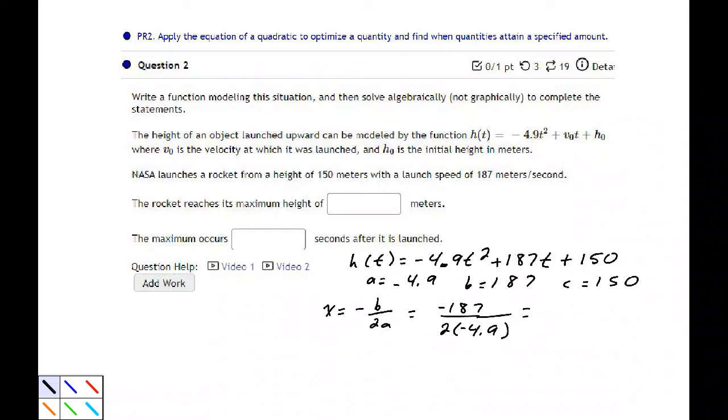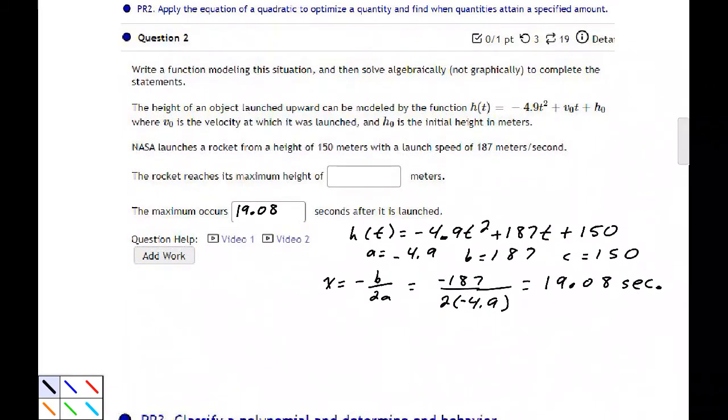This will be positive 19.08. Now the x-coordinate in this context is actually the time, because the function is h of t equals. All right, so the x-coordinate, or the t-coordinate really, is going to be 19.08 seconds. Now that is when the maximum occurs, so I'm going to put that in my second blank. The maximum occurs 19.08 seconds after it is launched.